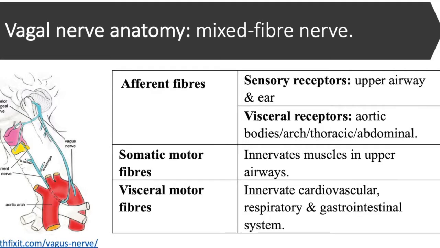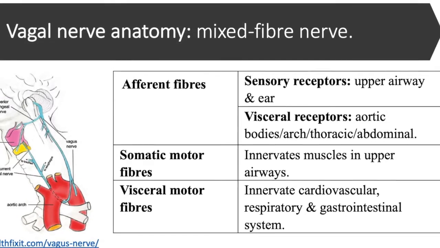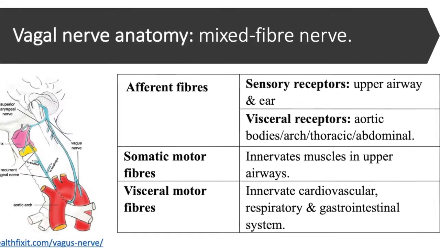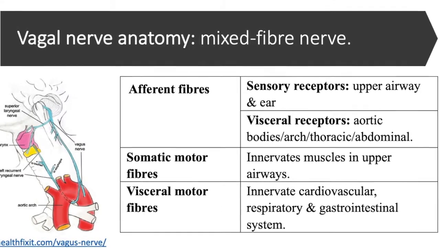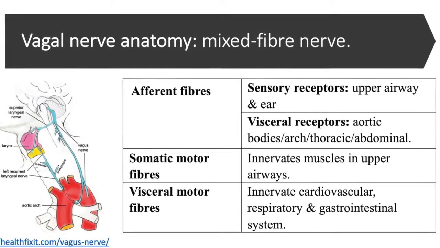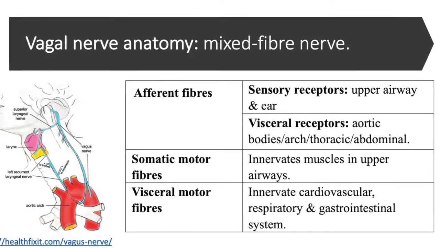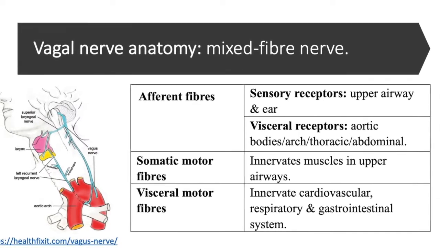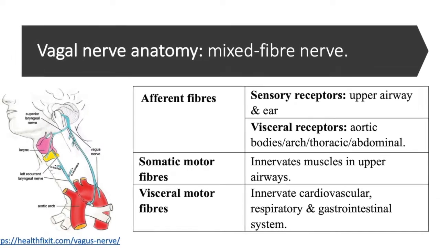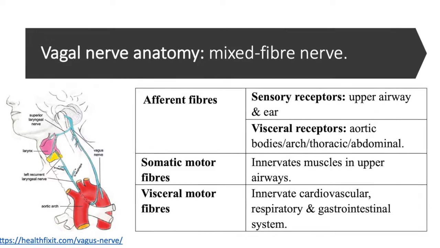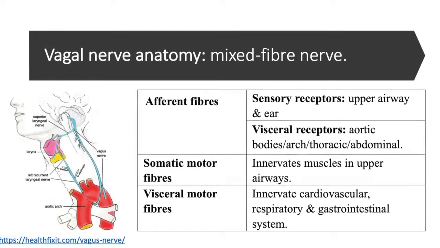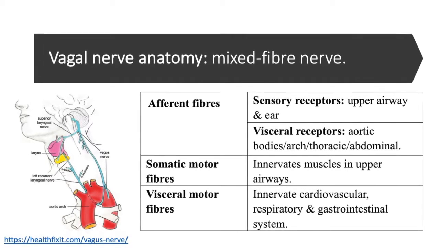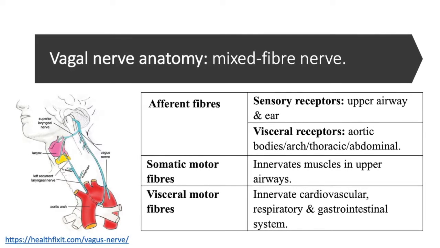So vagal nerve anatomy. Basically, the vagal nerve is a mixed fiber nerve. It has afferent fibers, which are sensory receptors that control the upper airways and the ear. It also has afferent fiber visceral receptors, which control for aortic bodies, arch, thoracic, and abdominal areas. There's also the somatic motor fibers, which innervate muscles in the upper airways. And finally, there are visceral motor fibers, which innervate the cardiovascular, respiratory, and gastrointestinal systems.